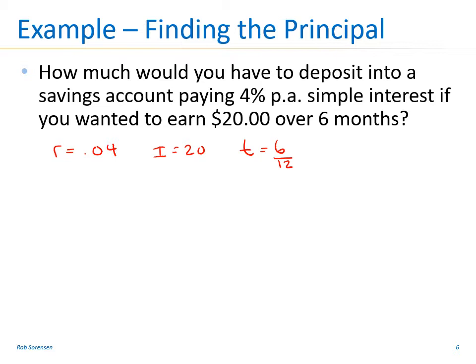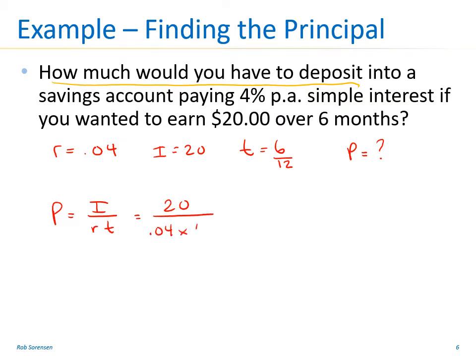I can go back to the question up top too, and that's how much would we have to deposit? That's the principal. That's our unknown. That's what we're trying to find out. Now I can pull out the version of the formula we just learned a minute ago. P is I over RT. Let's plug that in. 20 divided by 0.04 times 6 over 12. And if I work all that out correctly, I get $1,000. Exactly. All right, so we put $1,000 in. We'll earn our $20 in 6 months at that particular rate.